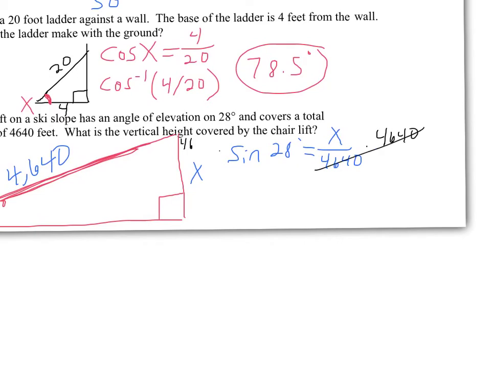So what you're going to type into your calculator is 4,640 times sine of 28. And you get 2,178.3, or maybe at this point you just round to the nearest whole foot, since we're dealing with so many. 2,178 feet. That would be the best answer for that problem.